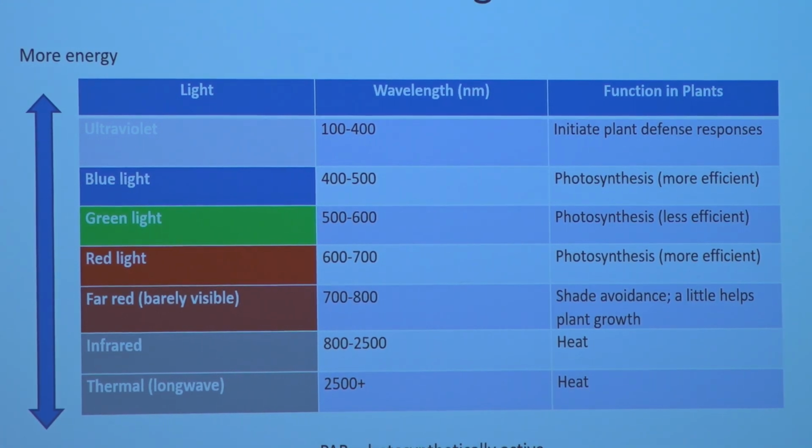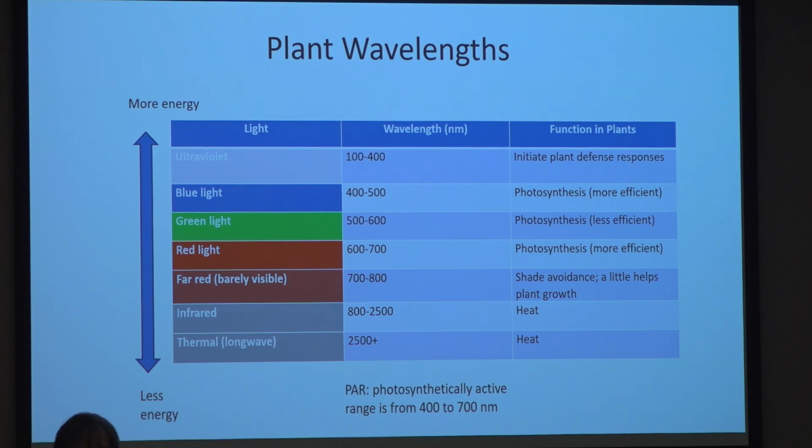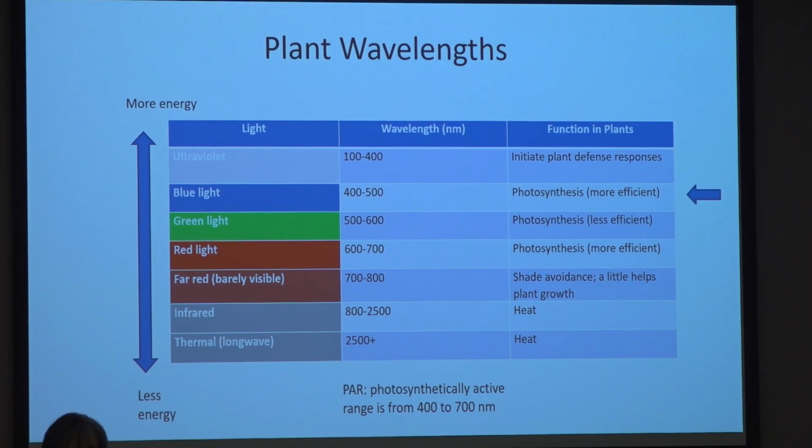So once again, we've got our blue light between 400 and 500 nanometers. And that's very important because plants need blue wavelengths for photosynthesis. It's very efficient for them. We've got green light. Green light is less efficient for powering photosynthesis, so they don't need as much. And in fact, plants reflect green. That's why they appear green to the human eye.